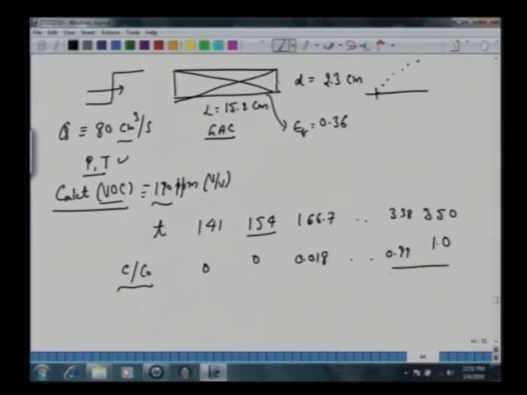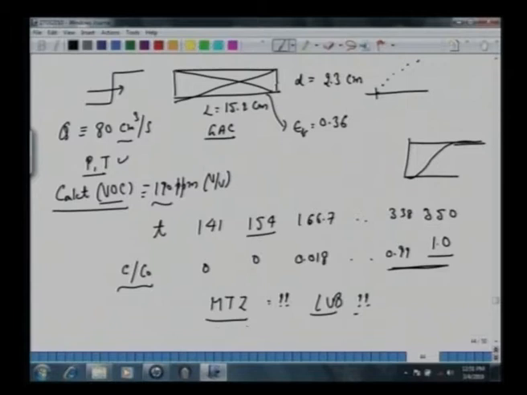So look at this, it's very slow. When the bed starts getting saturated, the response goes very slow. It takes a very long time to come close to 1 here. The question asked here is to calculate the mass transfer zone. All right, what is the length of unutilized bed? What is the saturation capacity of this adsorbent? So these are the three questions one can answer here.